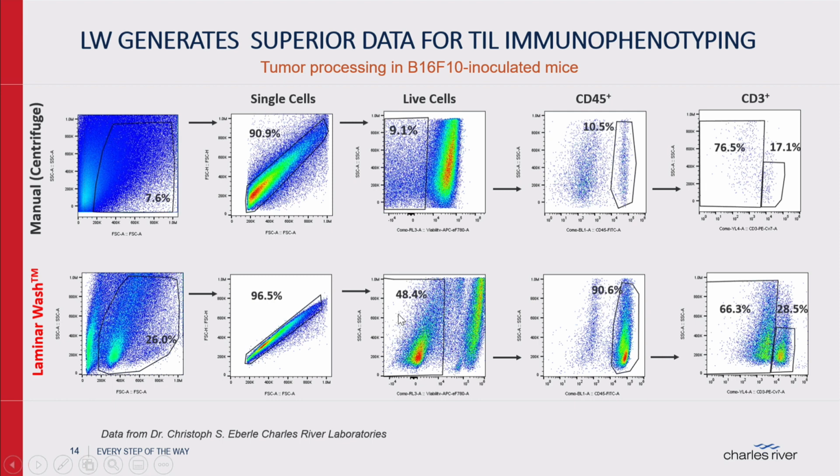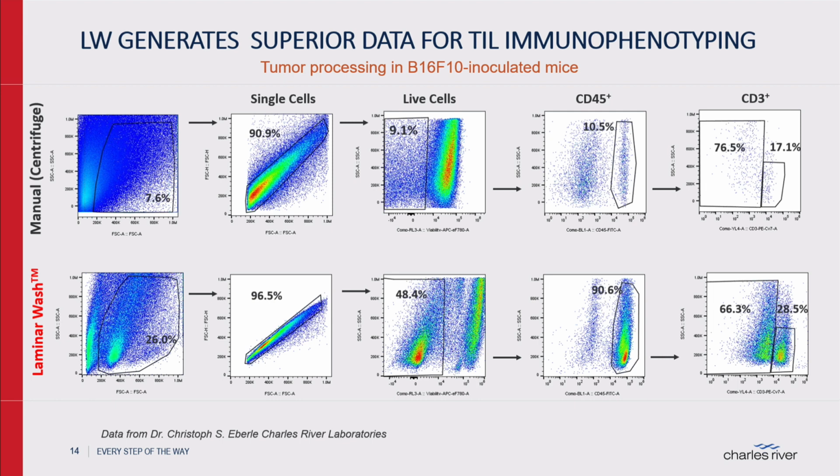We've got almost a tenfold, or fourfold to tenfold, increase in our live cells. We've gone from 9% up to 48%. And this translates, if you look over at this next plot under CD45, we've gone from 10% CD45 positive cells up to 91%. And look at that nice separation and the retention of your cells. And again, this translates into your CD3 positive staining. So you can see that the Laminar Wash is really showing enhanced improvement in TIL immunophenotyping.